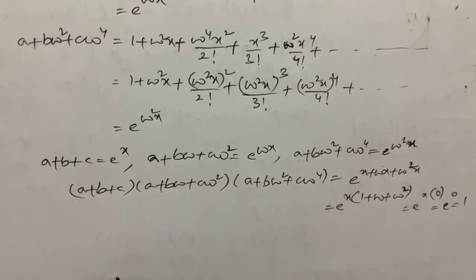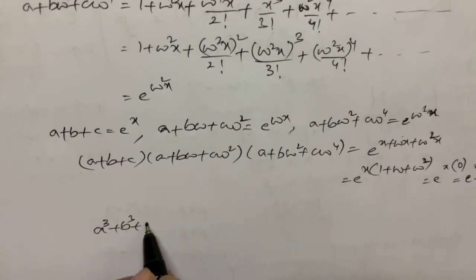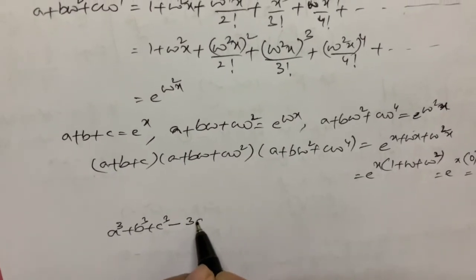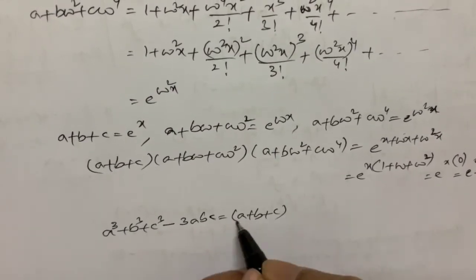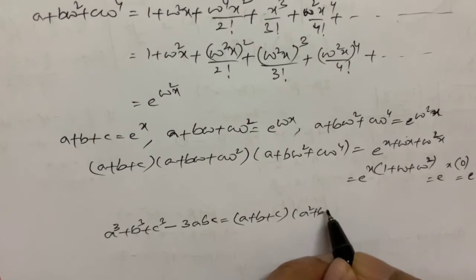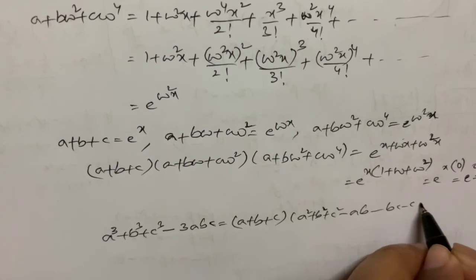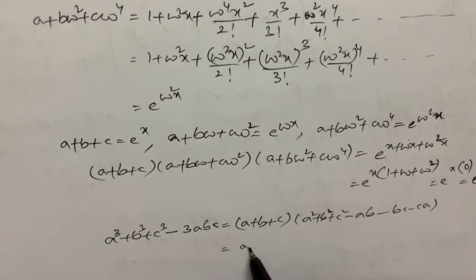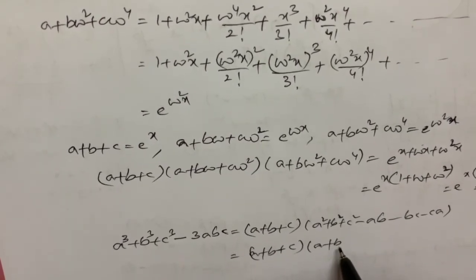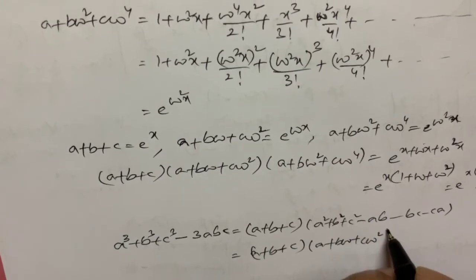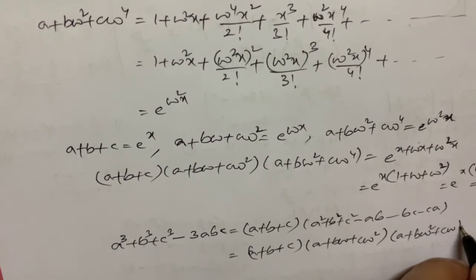So this we have to multiply. Already we know that a cube plus b cube plus c cube minus 3abc is equal to a plus b plus c into a square plus b square plus c square minus ab minus bc minus ca. Similarly, this can be factorized as a plus b plus c into a plus b omega plus c omega square into a plus b omega square plus c omega.